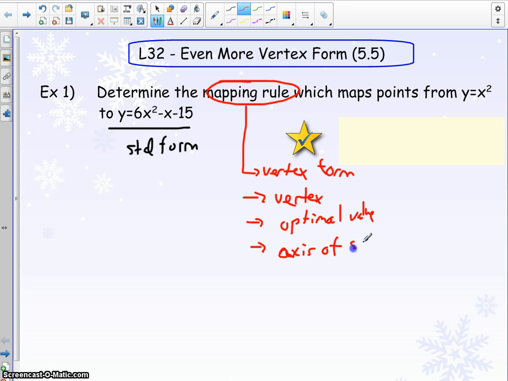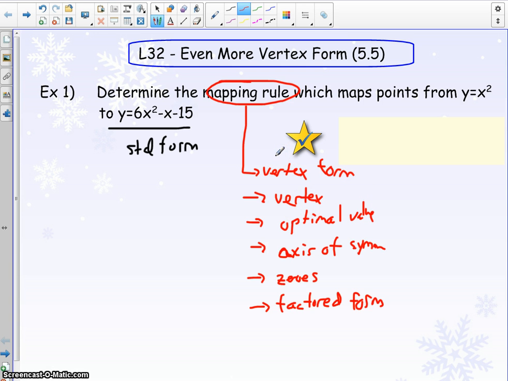What I'm trying to do is work backwards to see what I actually need to figure out. If I want the axis of symmetry, how do I find that? Well, I need the zeros. And if I need the zeros, I need factored form. So working backwards from my end goal, I can figure out everything I need to do. First I need factored form, because from factored form I can find my zeros, then my axis of symmetry, then my optimal value, which gives me my vertex. Then I can create vertex form, and then my mapping rule.